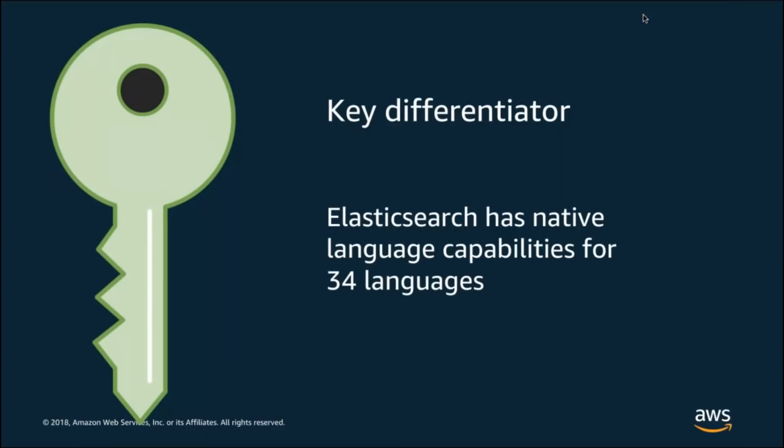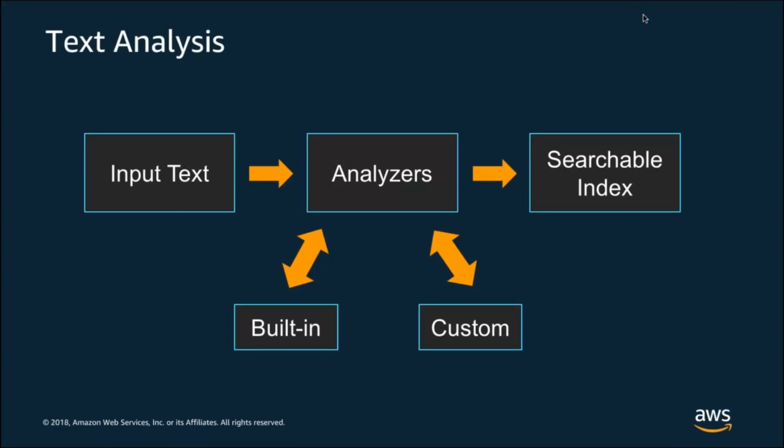As I've alluded to, Elasticsearch has native language capabilities for 34 different languages. We've talked about analysis a lot. When we look at text analysis specifically, we have some input text that comes in. We have analyzers that are applied to it. They're both built-in analyzers and in some cases custom analyzers. And then we have the search data coming out.